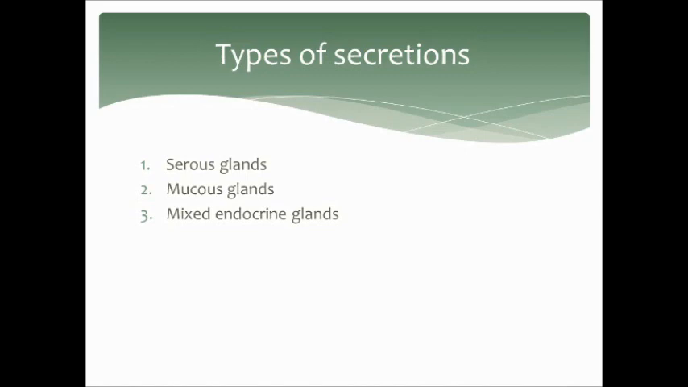And then lastly, they can be mixed. When they are mixed, they can be both serous and mucus. An example of that is the submandibular gland, which is our last type of salivary gland. So for our salivary glands, we have one that's serous, one that's mucus, and one that's mixed.